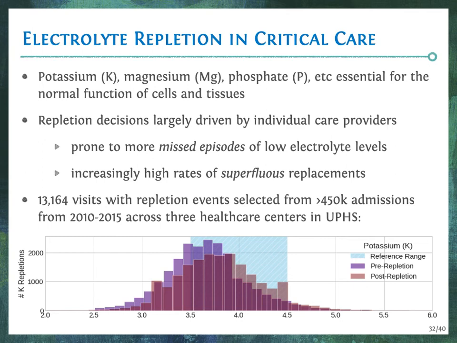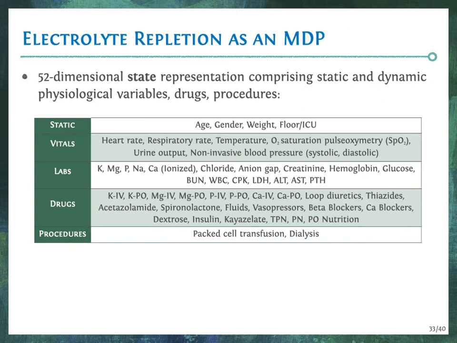We find, surprisingly, that more than 4% of all supplements are administered when potassium is above the reference range, increasing the risks to the patient of hyperkalemia. At the same time, many repletion events at low potassium levels appear to be ineffective, as they fail to bring measurements into the reference range. This motivates the use of a more data-driven approach to decisions on when and how to administer potassium.